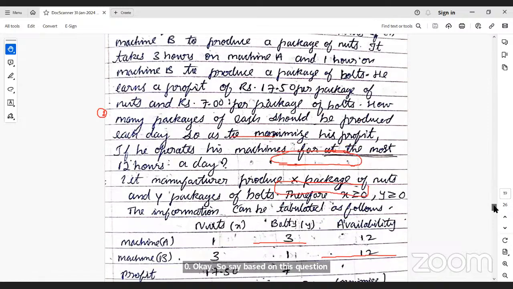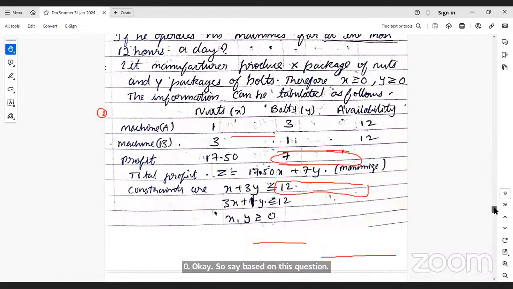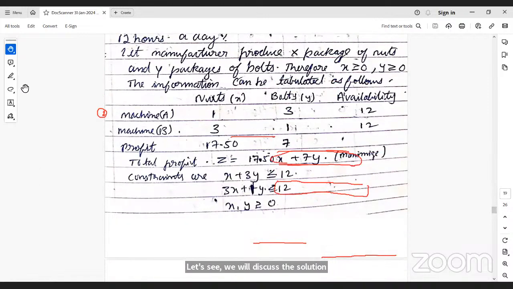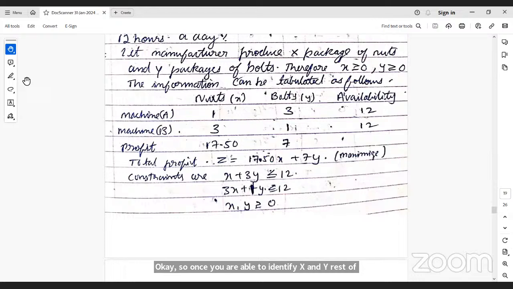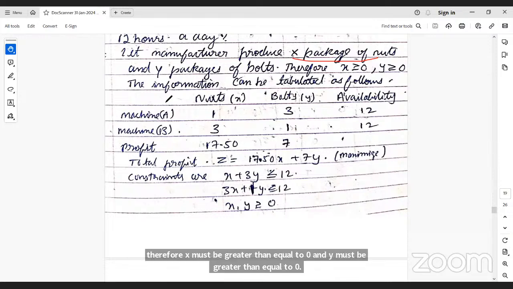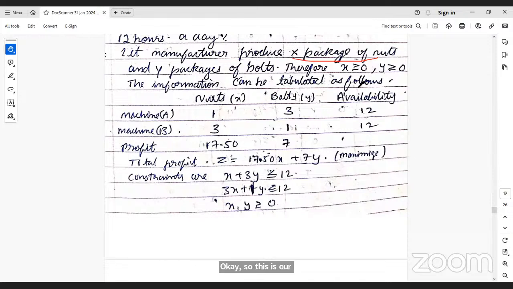So see, we will discuss the solution now. Once you are able to identify x and y, the rest of the part is very easy. In the solution we are considering, let the manufacturer produce X packages of nuts and Y packages of bolts. Therefore, X must be greater than or equal to 0 and Y must be greater than or equal to 0. So these are our non-negative constraints. Then the information can be tabulated as follows.